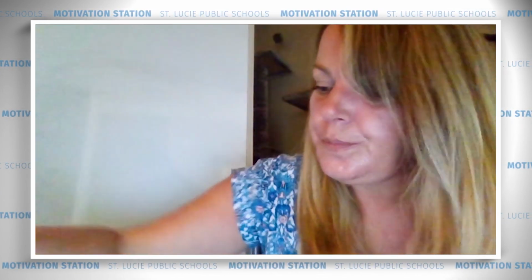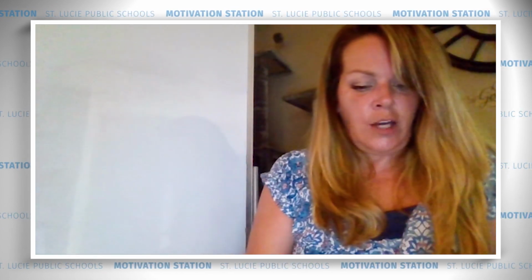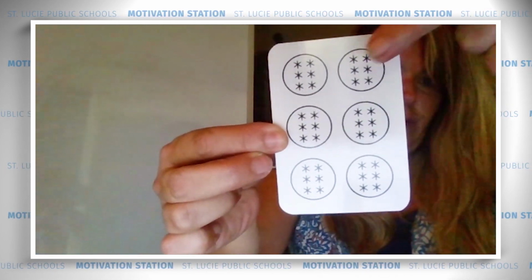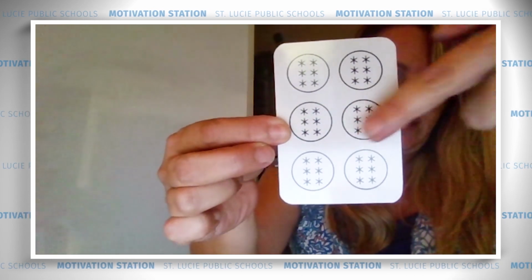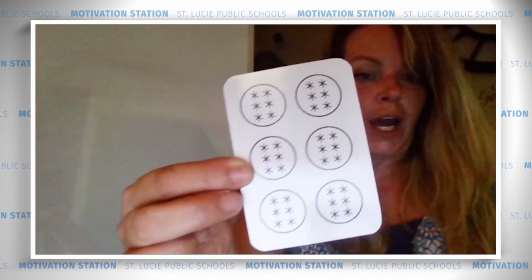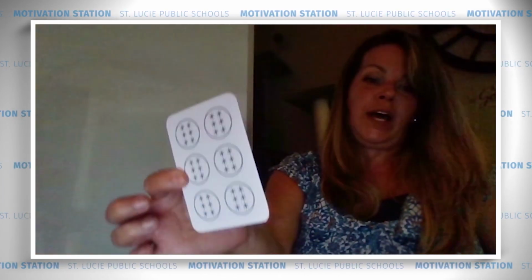So basically you'd get a deck of cards. You'd have 2 players. You divvy out your cards, and you kind of play like War. Most of you know how to play War, where everybody flips over a card. So let's say I'm playing against you. So my card looks like this. You see that? So I have 6 groups, 6 circles with 6 stars in each group. Now I know, because I'm a multiplication master, I don't need to add these up, but I know that 6 times 6 equals 36. So this is my card.